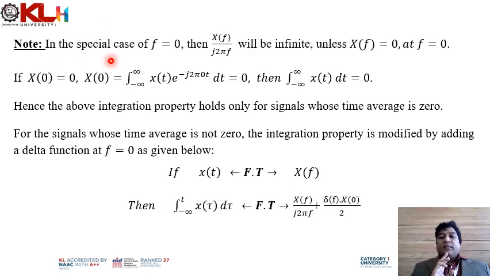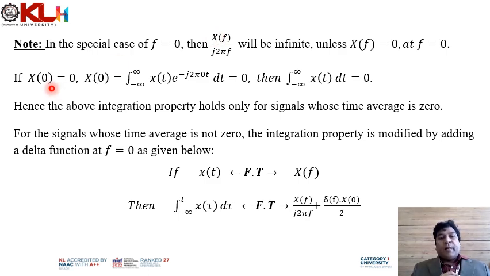Now we are going to discuss a little bit more in detail about this integration property. Let us consider the special case of f equal to 0. Then in the previous integration property, the result, capital X of f divided by j 2 pi f, will become infinity, unless this capital X of 0 is 0 at f equal to 0. Now if capital X of 0 is 0, then the result will evaluate to 0 and there is no problem of infinity.